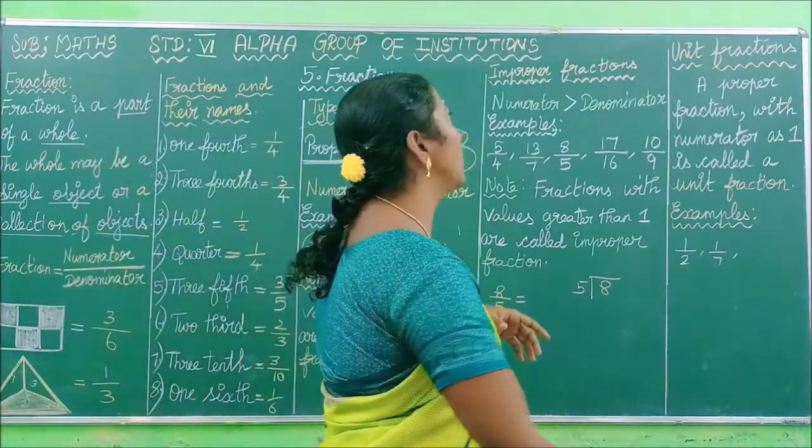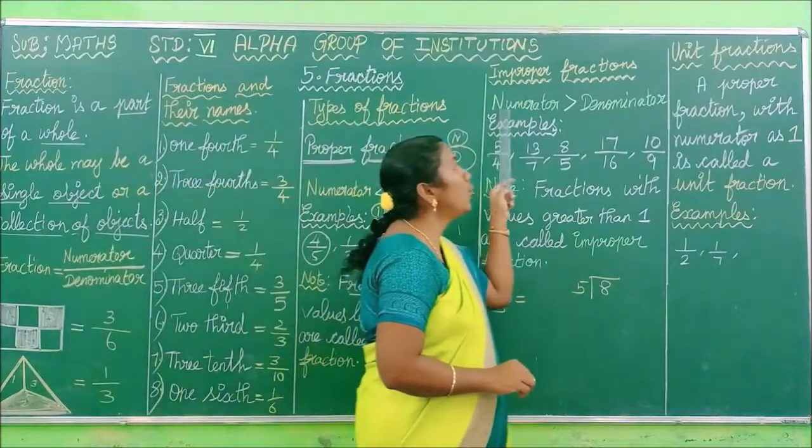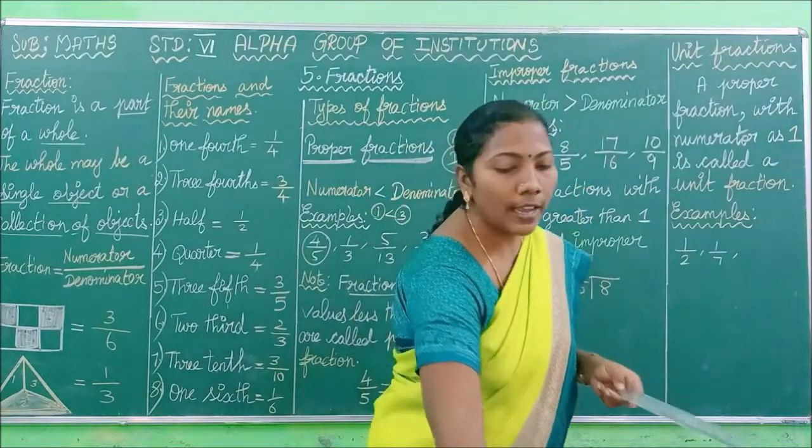Next we are going to see improper fractions. What is an improper fraction? The numerator is greater than its denominator. See here.